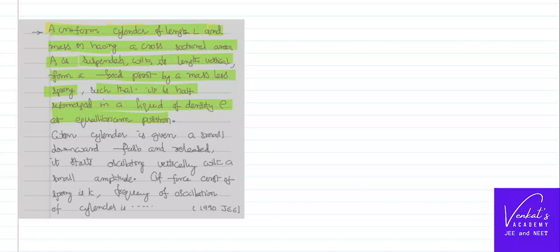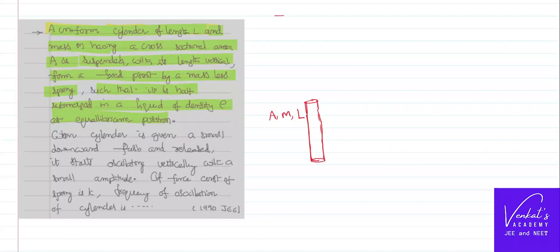So let me try to put this into the format of a diagram and draw what is given. There is a uniform cylinder. Let me draw a small cylinder first, of total length L, mass M, cross-sectional area A, suspended with its length vertical. That's why I have drawn a vertical cylinder. It is vertical in my diagram.